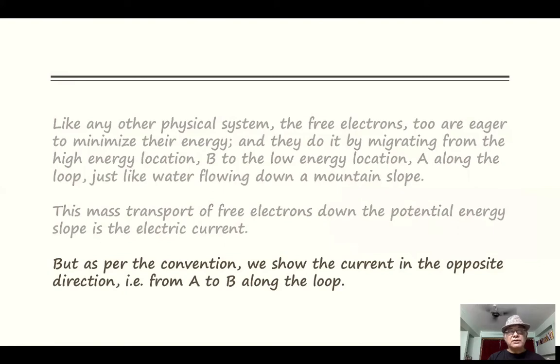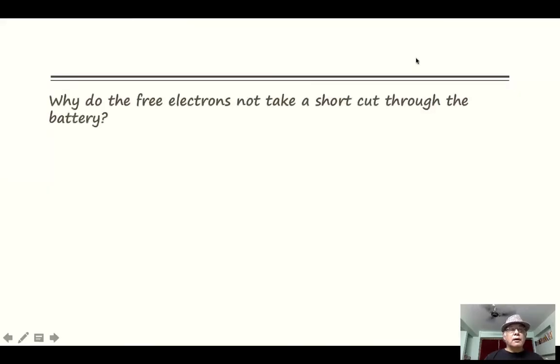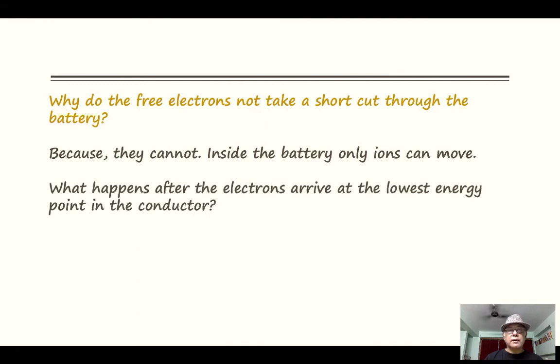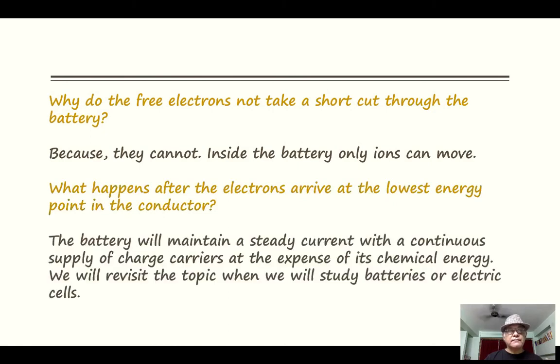But as per the convention, we show the current in the opposite direction, that is from A to B along the loop. Now, why do the free electrons not take a shortcut through the battery? Because they cannot. Inside the battery, only ions can move. What happens after the electrons arrive at the lowest energy point in the conductor? The battery will maintain a steady current with a continuous supply of charge carriers at the expense of its chemical energy. We will revisit the topic when we will study batteries or electric cells.